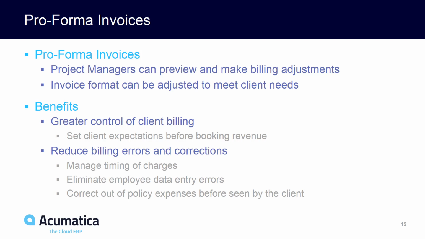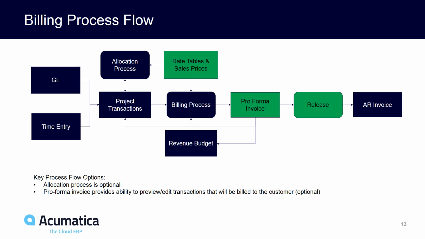This reduces billing corrections by allowing managers to control both the timing and the amount of charges related to billable events. The high-level billing process changes in two major ways. First, the allocation process now becomes optional, so you can provide a simplified workflow. Secondly, the introduction of the Pro Forma Invoice allows you to review client bills before showing them to your clients and committing them to your books.